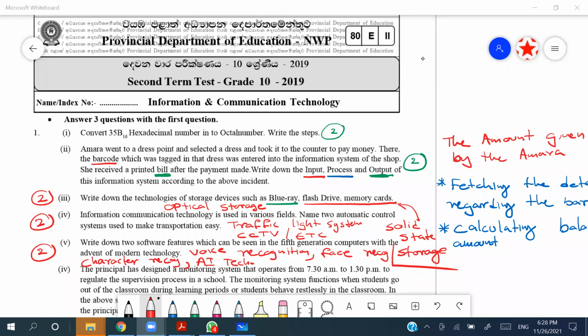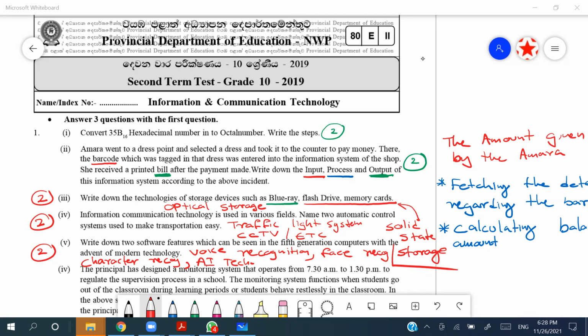The internet cannot be taken as a 5th generation feature though, because the internet is available even in the 4th generation, right? So you won't be able to. But if you say advanced graphical user interfaces, yes, you can take one of those.